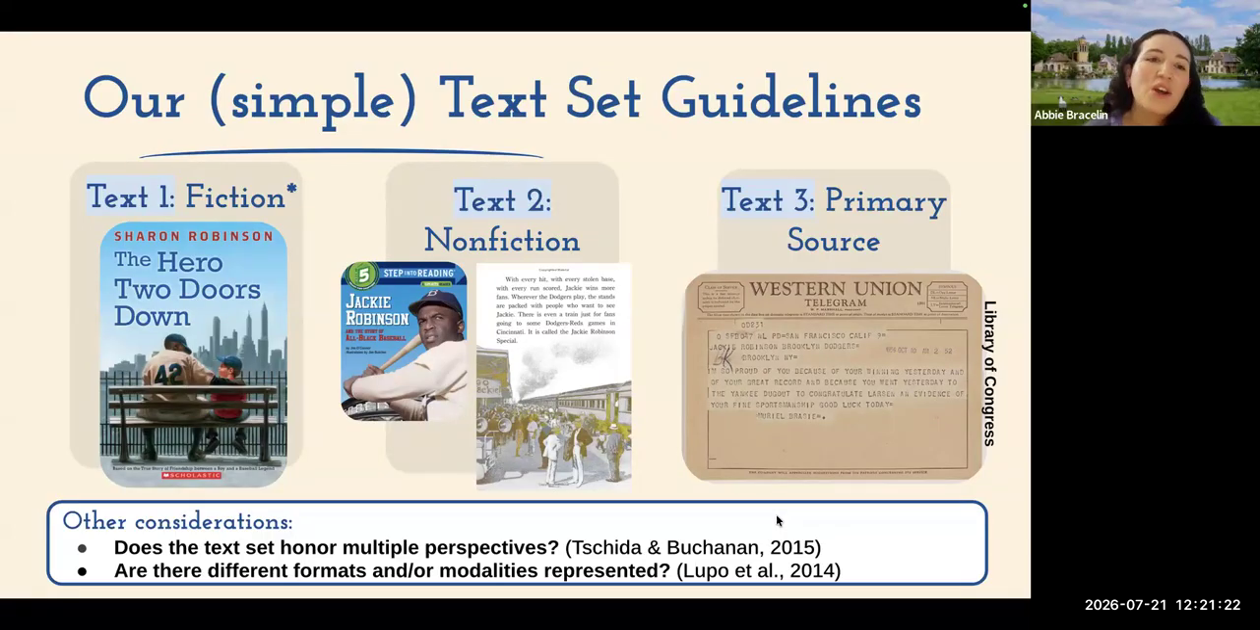So let's say I want three texts, okay? And now I know when I say text, I really am saying written text, but the primary source can be a little bit flexible.